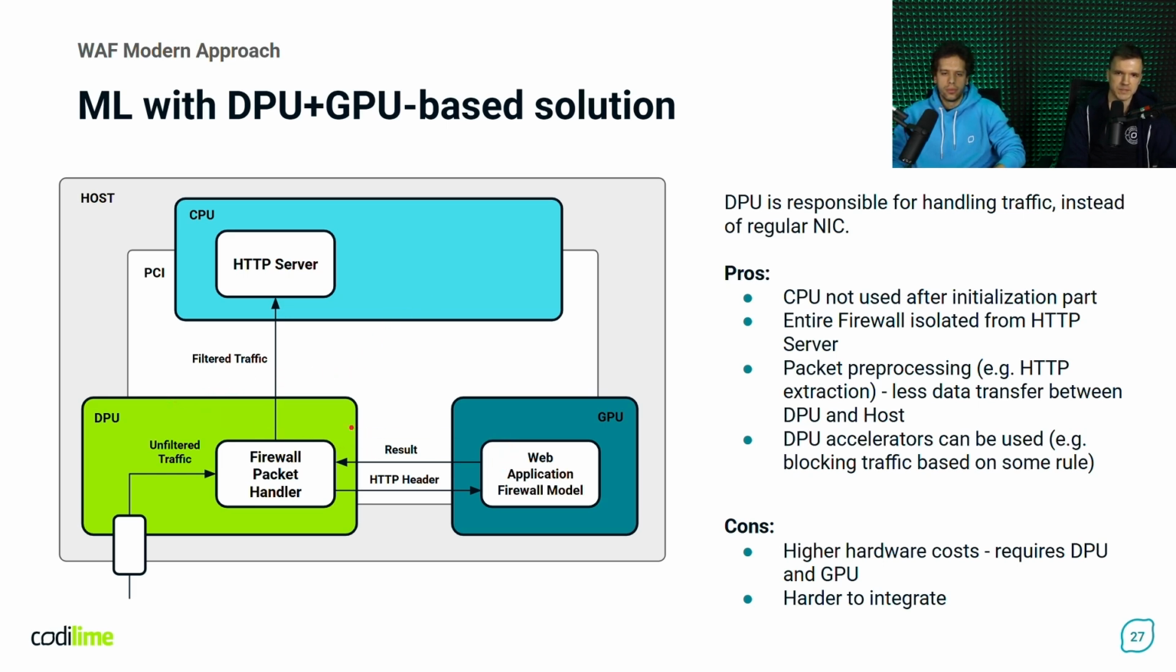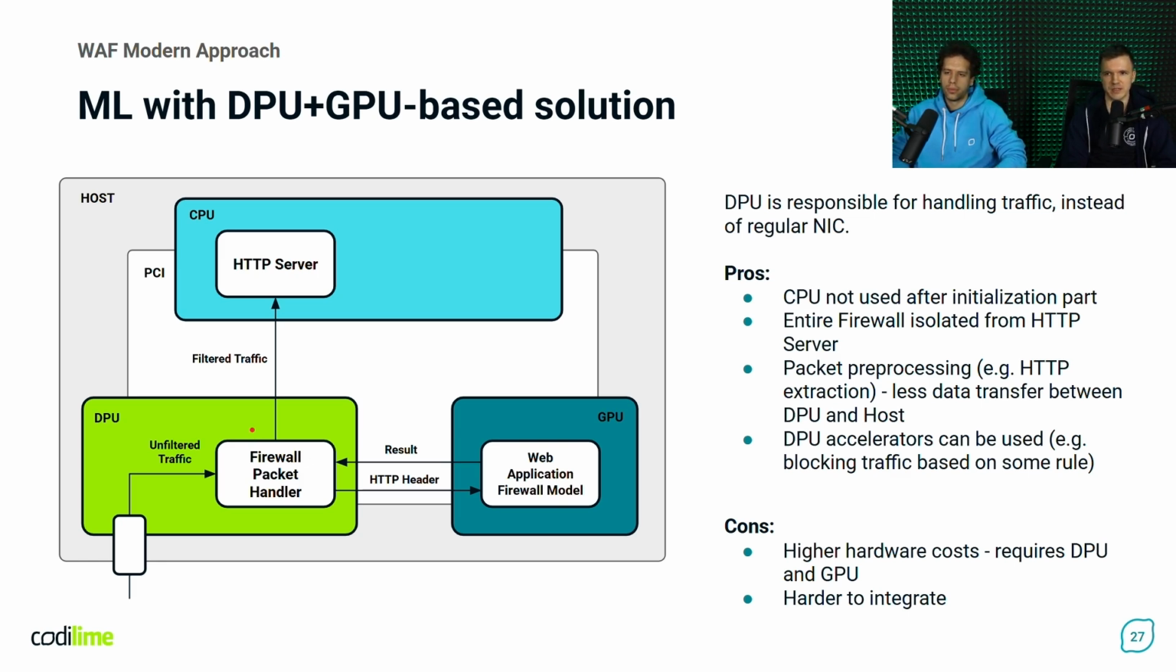And everything is running on this DPU and the GPU. This isolation allows us to increase the security of the solution, because we don't have this problem where the firewall packet handler has some issues that can be utilized to steal some data from the HTTP server. I mean, it's much harder, because now if something happens, then we also need to somehow get that data from the CPU to the DPU. So it's much harder.